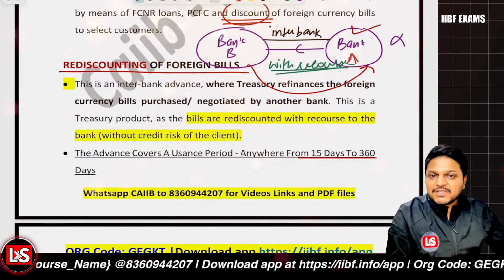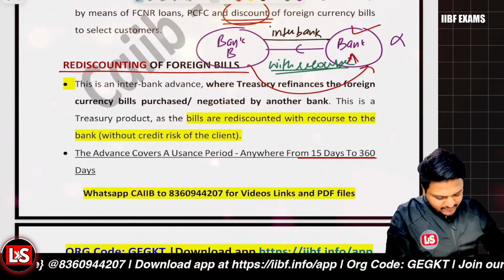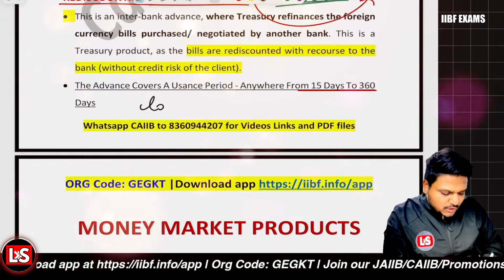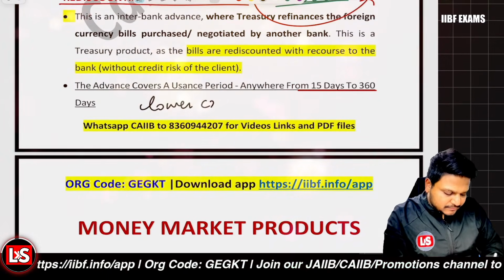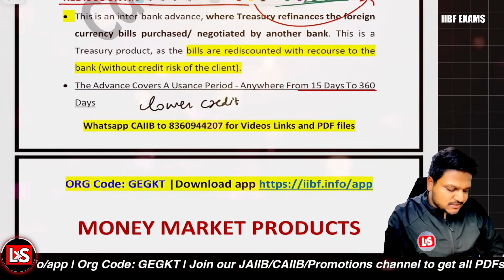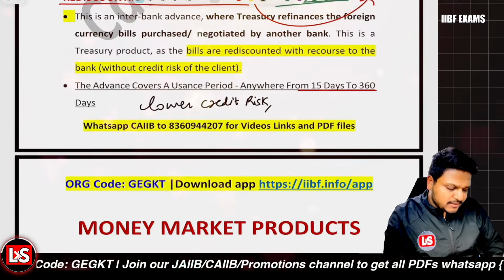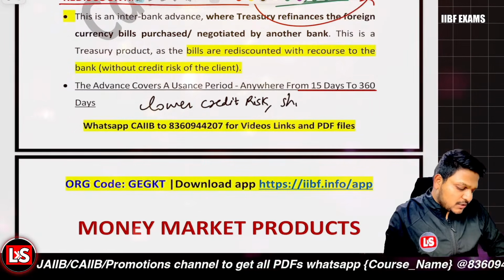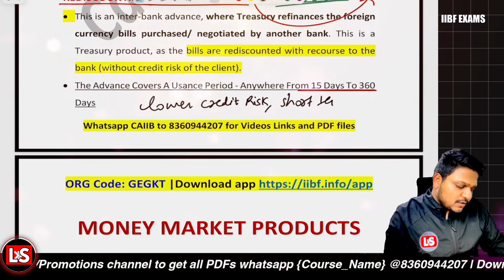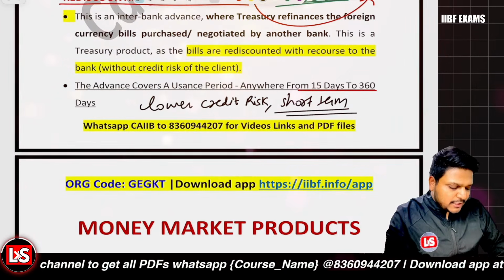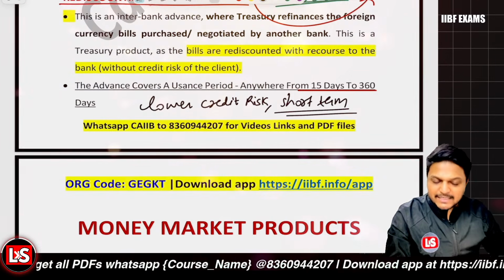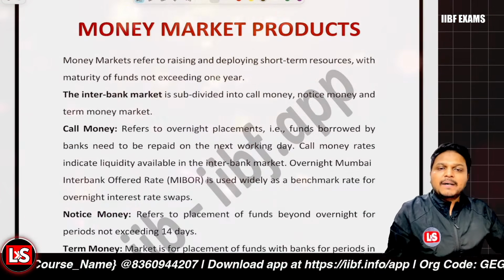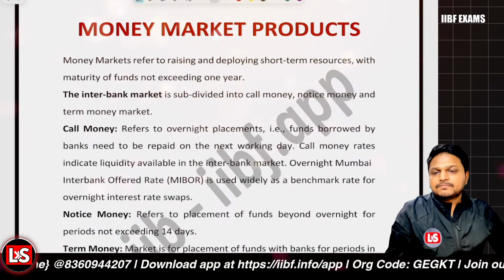Clear with it? So lower credit risk is there, but what are the benefits of this? First one was related to the lower credit risk, because the interbank exposure is there. And also this is related to short-term deployment of funds. On a short-term basis, you can be deploying your funds. Is that clear?